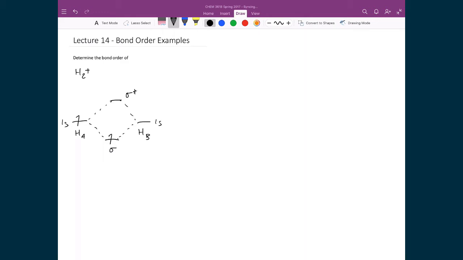In this case, we'll just call it a sigma orbital, where the antibonding orbital we'll call sigma star. Then, to calculate the bond order, we say the number of electrons in bonding orbitals minus the number of electrons in antibonding orbitals, divided by 2. Since we have one electron in a bonding orbital, I'm going to write 1 minus, and I have no electrons in the antibonding orbital, so I'll write a 0 there. I'll divide that by 2. And so the bond order in this case is equal to 1/2.